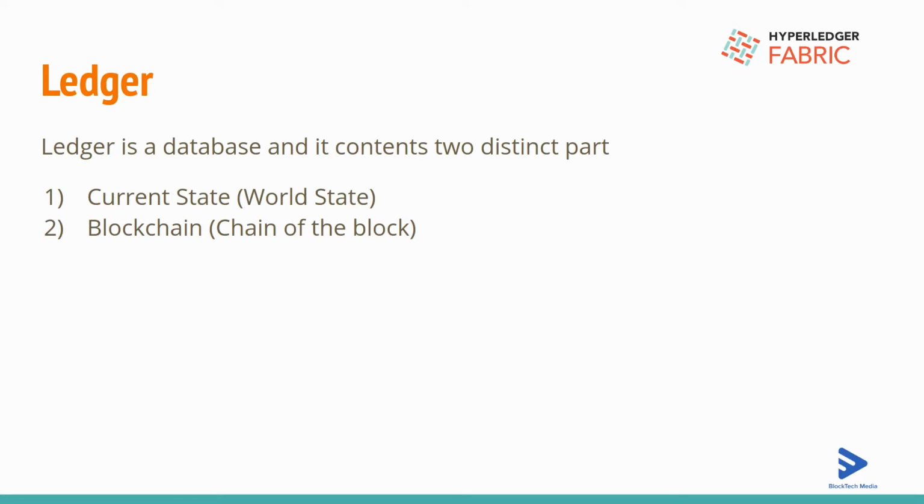The current state database, currently we are using CouchDB as the current state database in our Hyperledger Fabric network. In this series we have multiple options like LevelDB and CouchDB. Right now we are using CouchDB, and the second one is the blockchain, that is the actual chain of the blocks. When we create our network, we will see where exactly it's stored inside the peer.